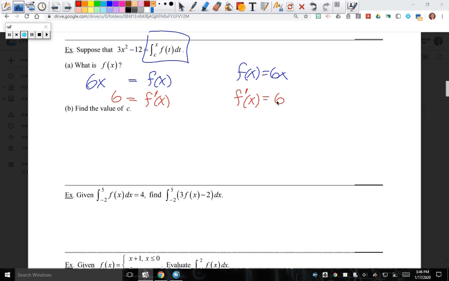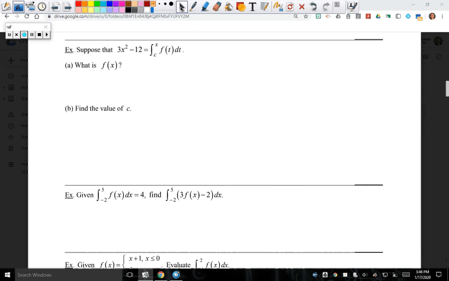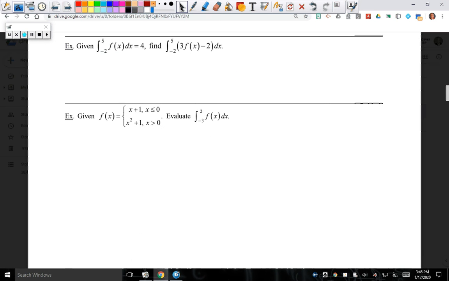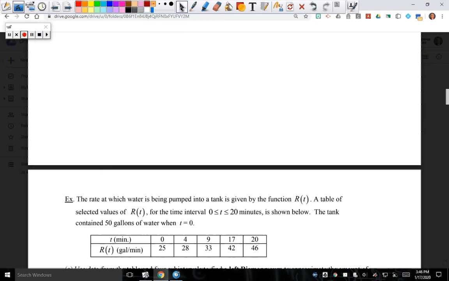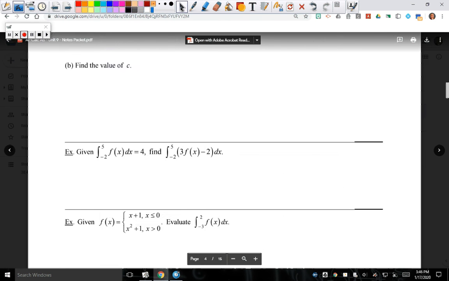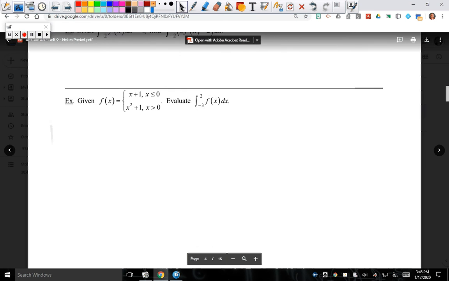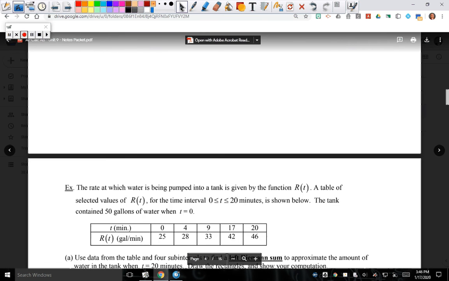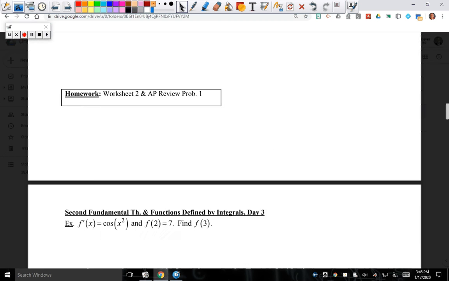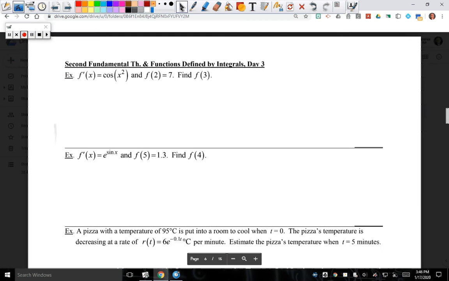Okay? Alright, so that's what I was just talking to Mr. O'Brien about, whether or not this is tested. Let's go to... I believe that's it, guys. That's it, second fundamental theorem wise. Let me see if I can find one. Okay, here we go.